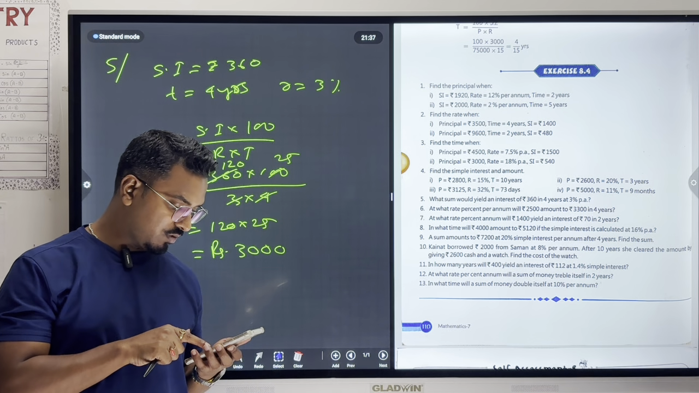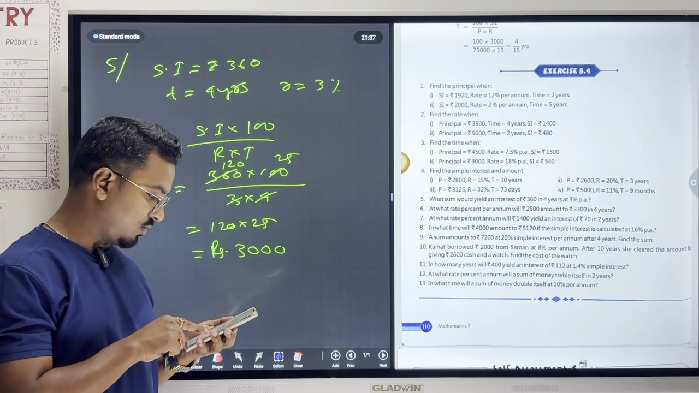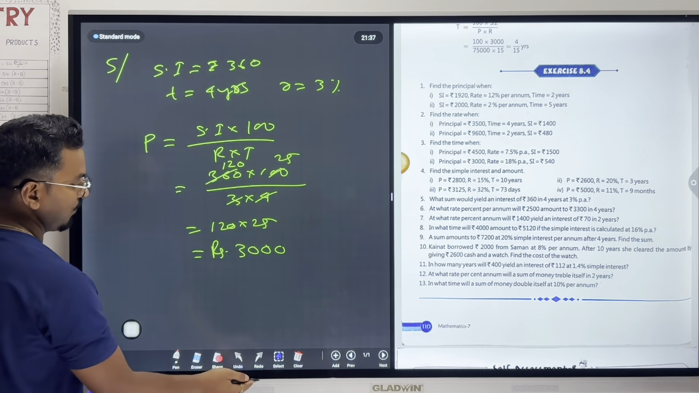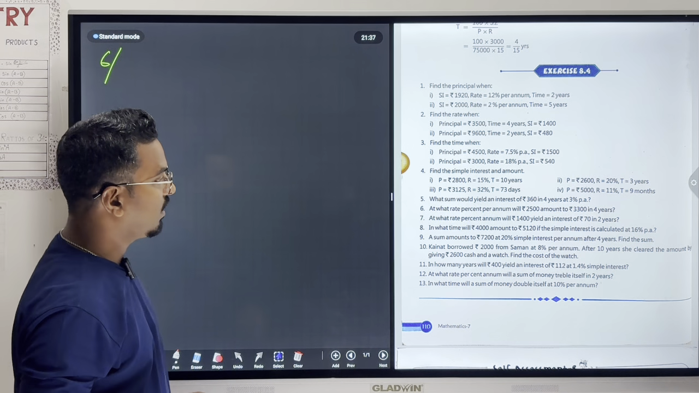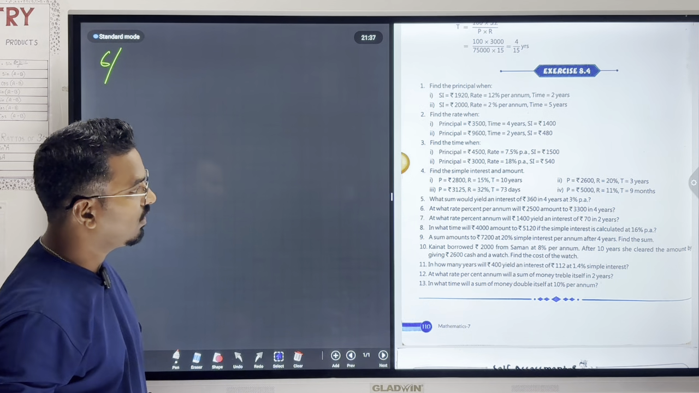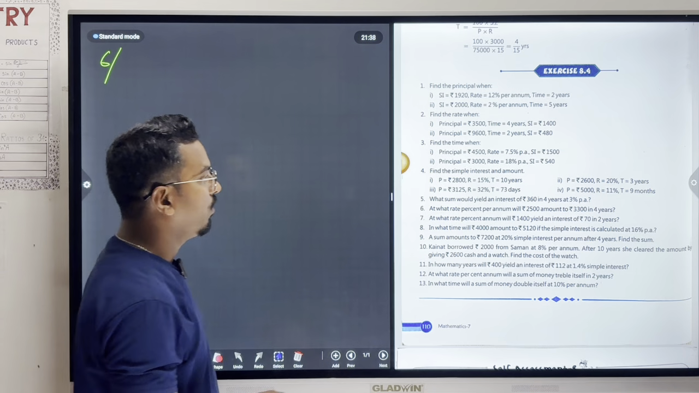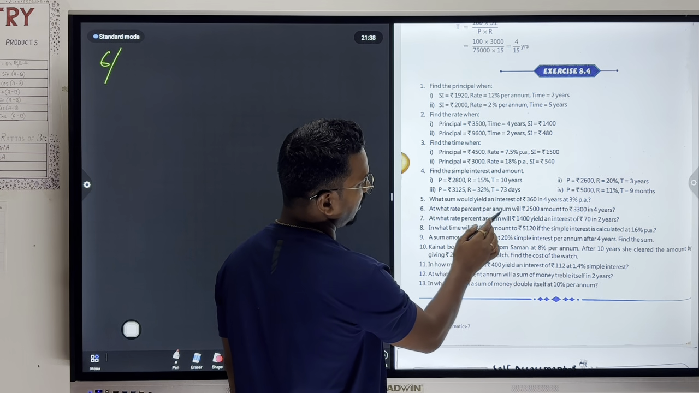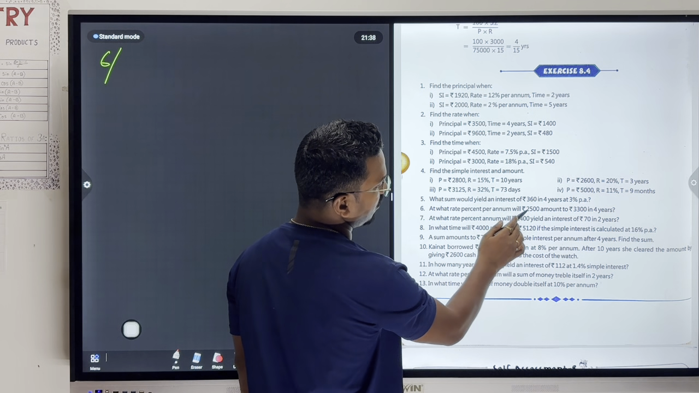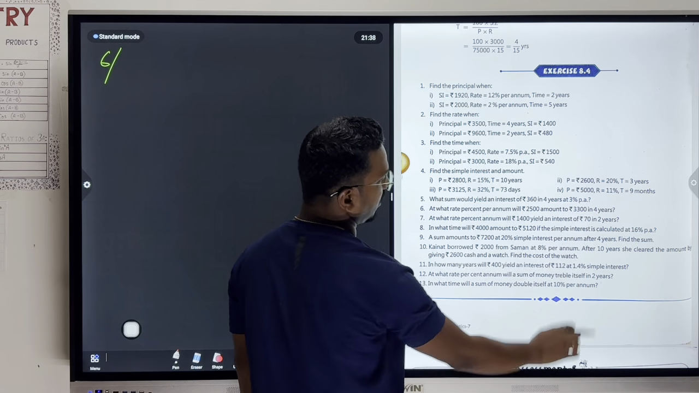This is question number 5, 3000, correct. Next, question number 6. At what rate percent per annum will 2500 amount to rupees 3300 in 4 years? What is the rate of interest? This is principal, this is amount in 4 years.